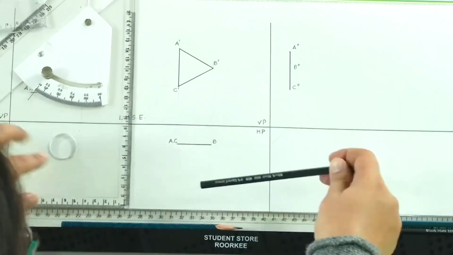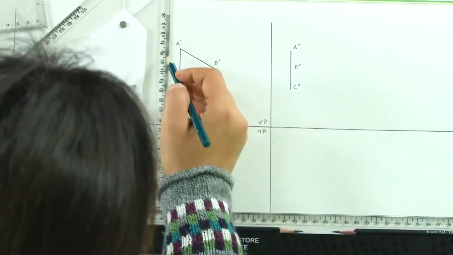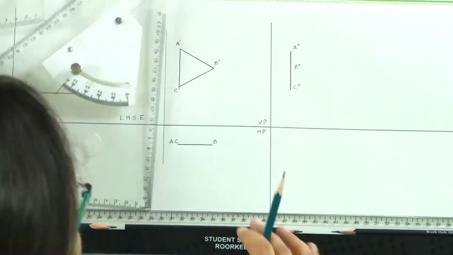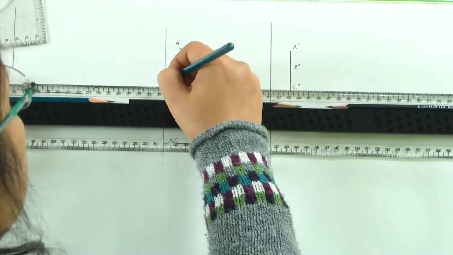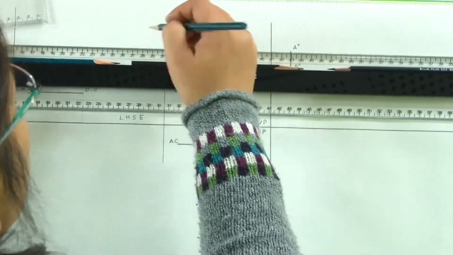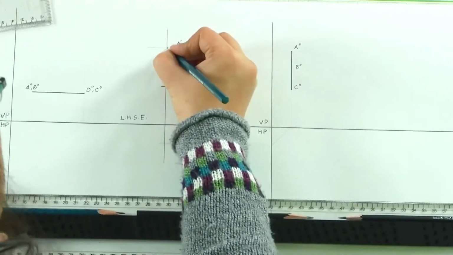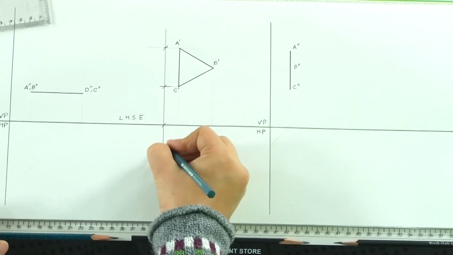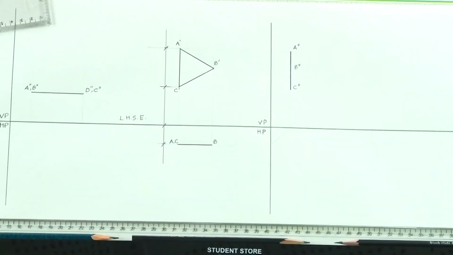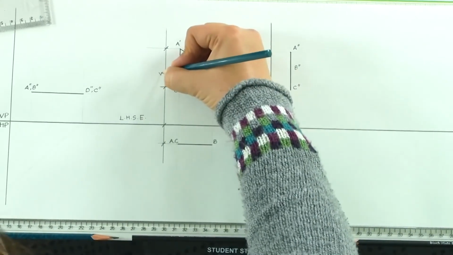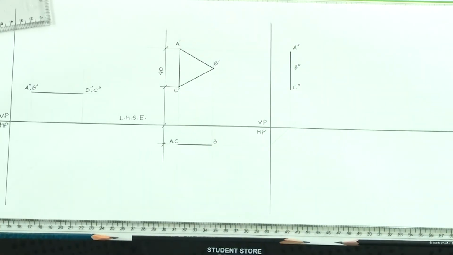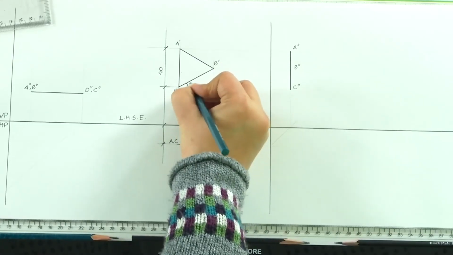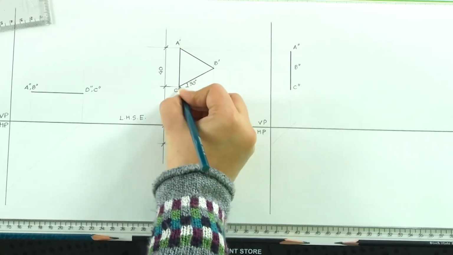So, what we have is a triangle of side 4 centimeters. So, we have 40 here. Now, the angle which the side makes with HP is 30 degrees. So, you mark 30 degrees here, which is this.